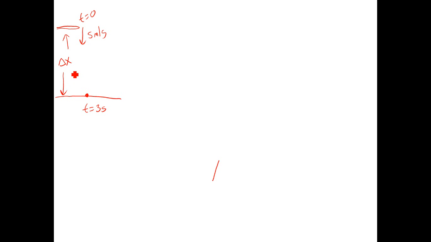And we can actually call this spot right here x equals 0. So down here is really the value x, and delta x is x minus 0. And what we'd like to find is delta x. And I want to show you another example of how you can do that using graphs. Let's draw our velocity versus time graph.